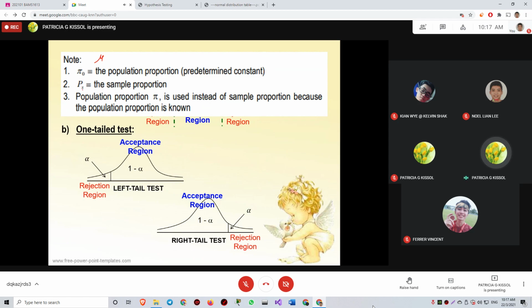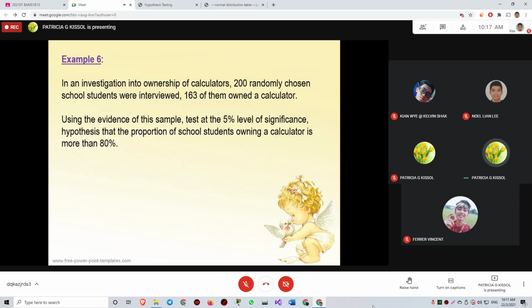The PS is the notation we use for the sample proportion, and the population proportion pi is used instead of the sample proportion because the population proportion is known. So these are the only differences as compared to what we've done in the previous example. So they are the same. So let's look at an example here.